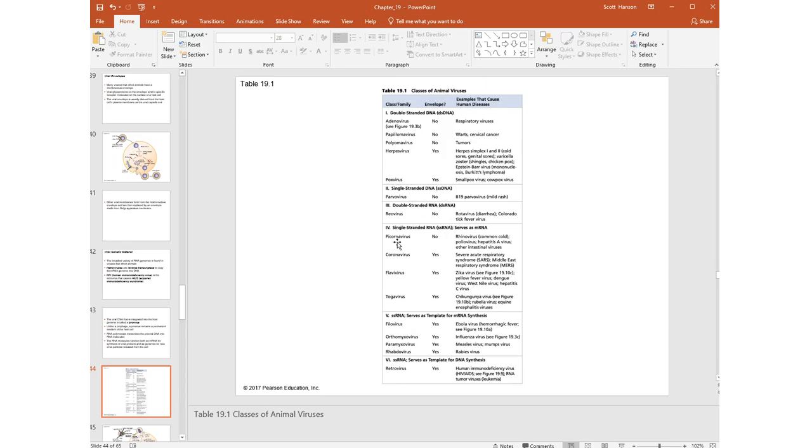And picornavirus then, the rhinoviruses. Rhino means nose, so common cold. Also poliovirus, hepatitis A, and then the coronaviruses. So the coronaviruses are single-stranded RNA so SARS and MERS, and of course COVID. Here's some less known, paramyxovirus, filovirus, etc. So many different types of viruses.